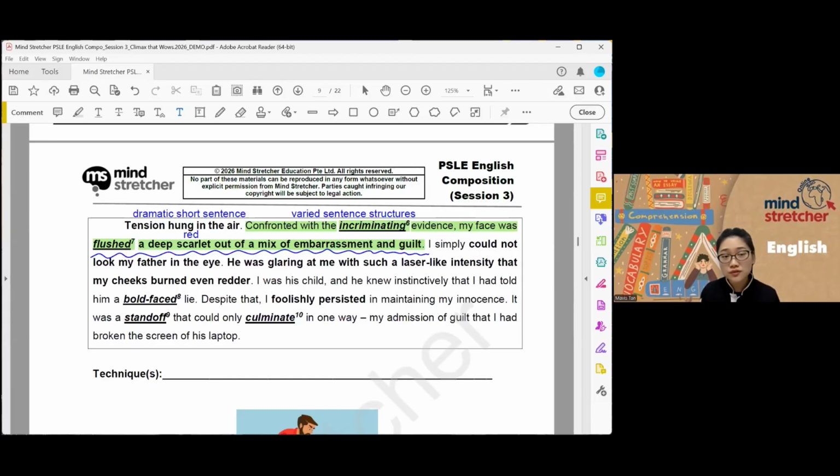So if you don't want to use flush or deep scarlet red, or you have already used it somewhere in a composition, you don't want to keep repeating the same word, flush, flush, flush, right? Burning with rage. If you are angry, you can say, my face was burning with rage. To show anger, you can say face burning with rage. That's just an alternative.